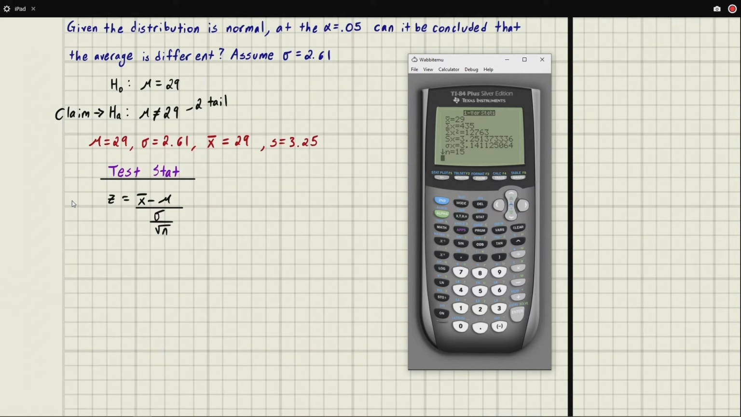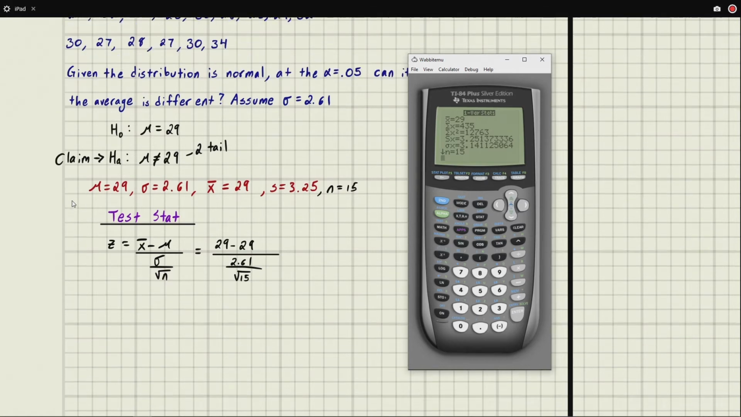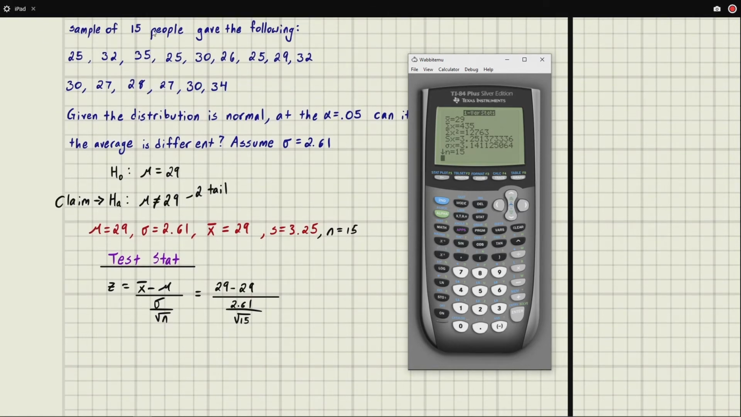So when we do this, we're going to get 29 minus 29 over sigma, which is 2.61, divided by the square root of n, where n is 15. So total number of numbers, right? That's the number of samples. Our sample was of 15 people, and we have 15 numbers. So this is going to be 15.